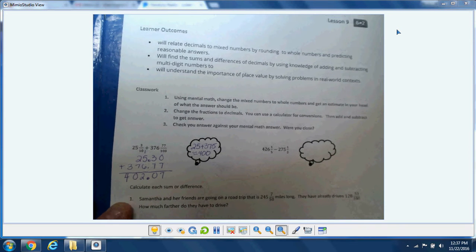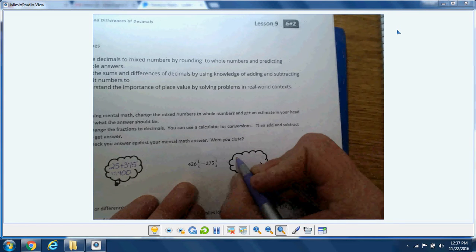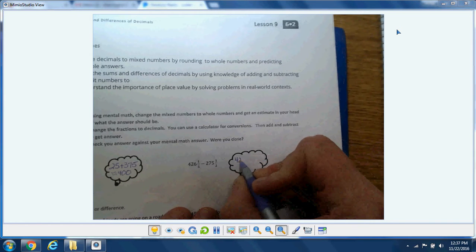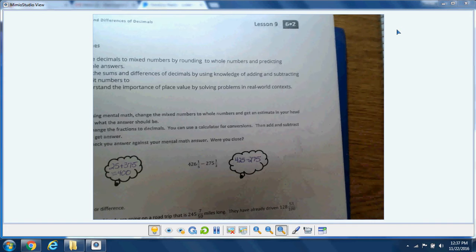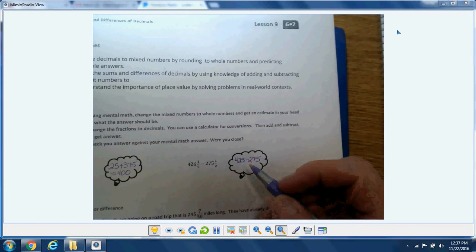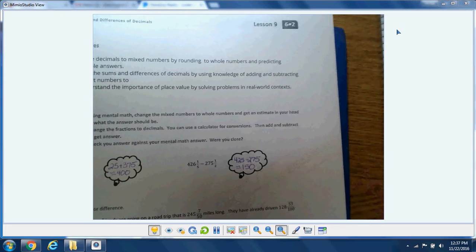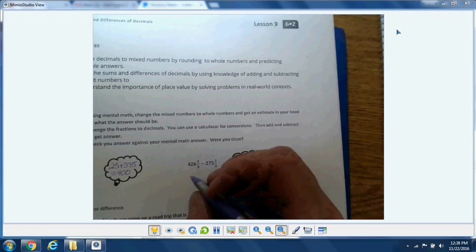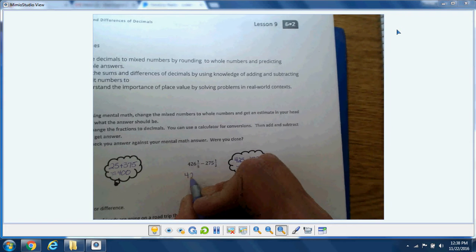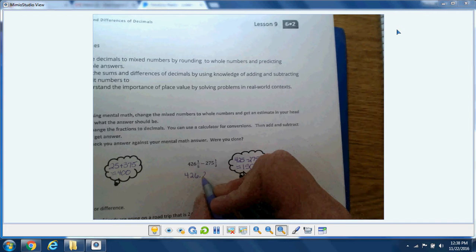Now, when you go to do problems like this, we're going to say our problem is 425 minus 275. So if I were doing that, I'd realize that it was going to be about 150 for my answer. If I don't know what 1 divided by 5 is, I might have a hard time. It's called a benchmark fraction. Every fifth is worth 2 tenths.